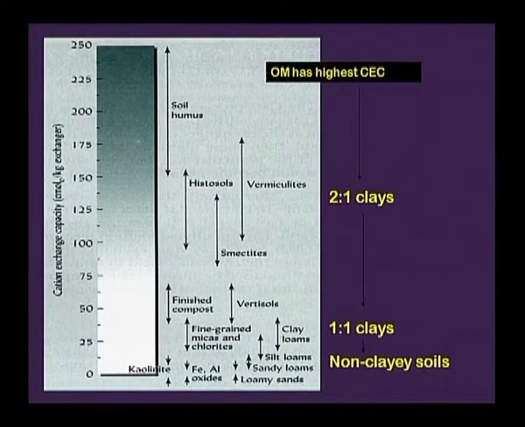This picture shows that the organic matter has the highest cation exchange capacity in the soil as compared to clay crystals. The 1:1 type clays have the lowest cation exchange capacity as compared to the 2:1 type clay crystals.